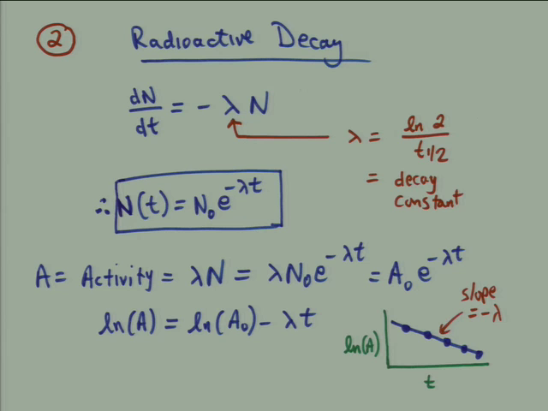If I take the natural logarithm of the activity, I'm just taking the natural log of this thing, so I get the log of A0, the activity at t equals 0, minus lambda t. So minus lambda is the slope of that line. That's the equation of a straight line. The slope of that tells me the decay constant, and from that I can get the half-life.